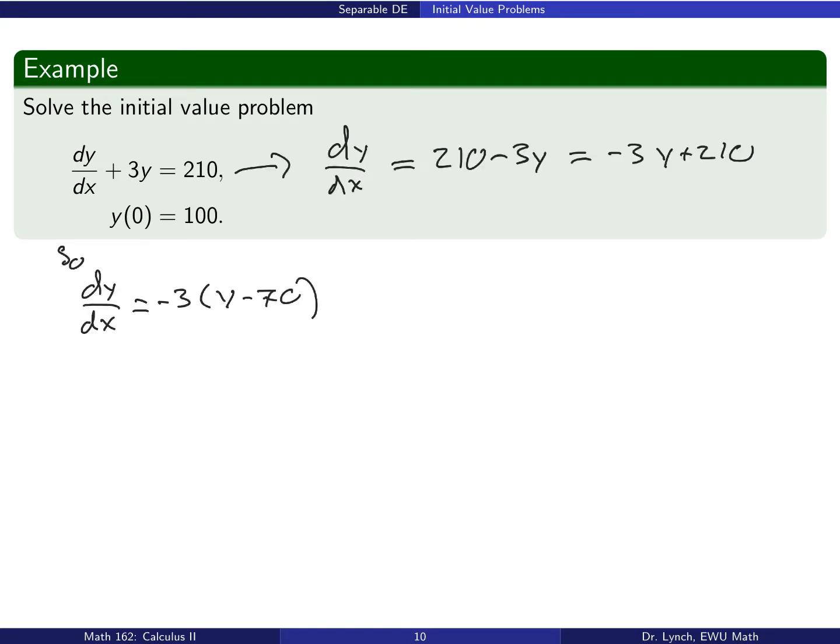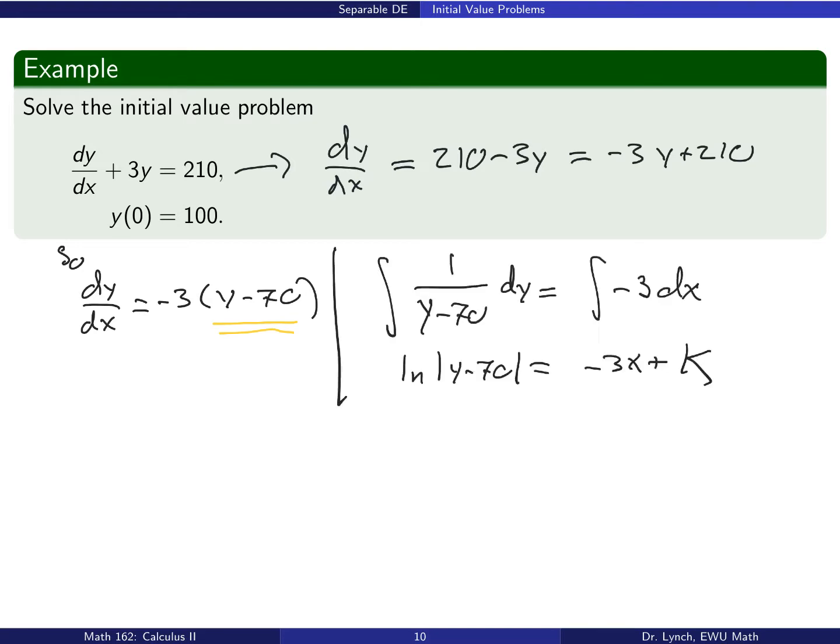So manipulating the equation algebraically, moving the 3y to the other side, we can see that we can express our differential equation as dy/dx equals -3 times (y minus 70). So here's our form, f of y times g of x, where f of y is y minus 70, and g of x is just the constant -3. So we'll go ahead and formally separate variables and integrate both sides to look for an implicit family of solutions.